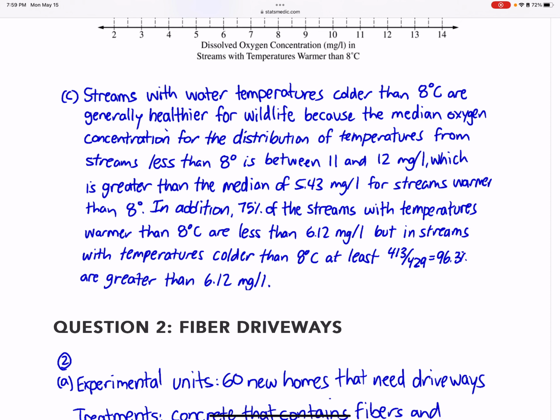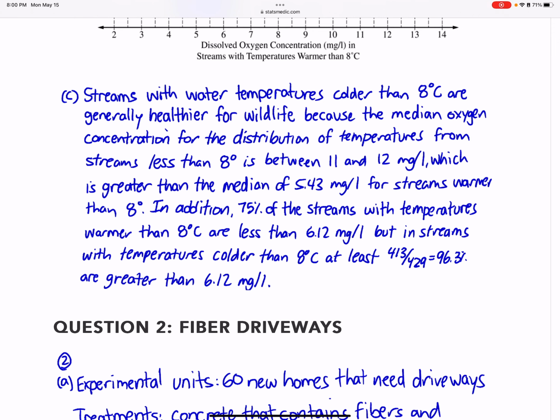Number 1, that the streams with colder temperatures were generally healthier. Number 2, because of some sort of data, like for instance, you could say the median in the streams less than 8 degrees is between 11 and 12, which is greater than the median of 5.43 of streams that are warmer than 8 degrees. You could also talk about the next part, which is one or the other is what's necessary for the point. 75% of the streams with temperatures warmer than 8 degrees are less than 6.12 milligrams per liter, but in streams with temperatures colder than 8 degrees, about 93.6% are greater than 6.12.